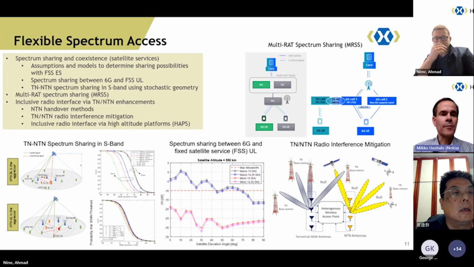Yes, Mikko. Actually, one question to you, Mitch, concerning the spectrum sharing. There has been quite a long time of attention on that in North America, and of course in other regions as well. How do you see the commercialization of that in the civil area?